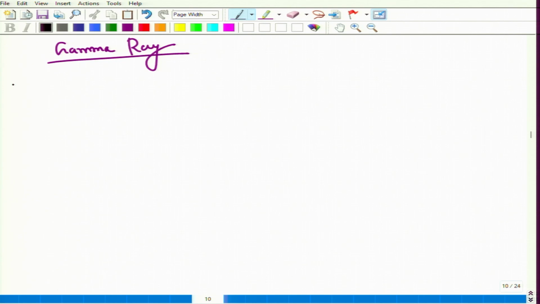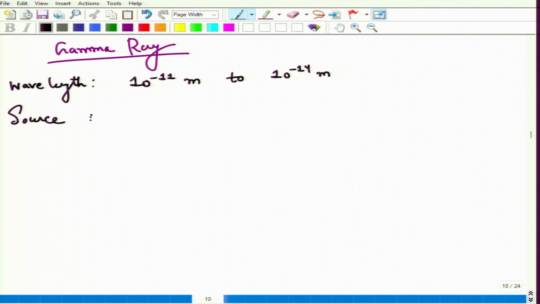Okay, so what is the wavelength? It is 10 to the power minus 11 meter to 10 to the power 14 meter. This is the wavelength. Okay, and what is the source? Radioactive substance.